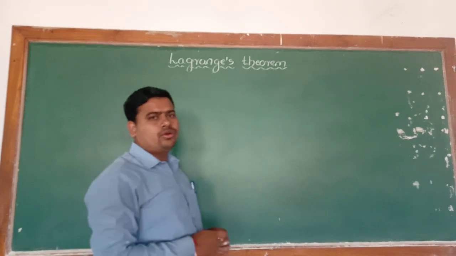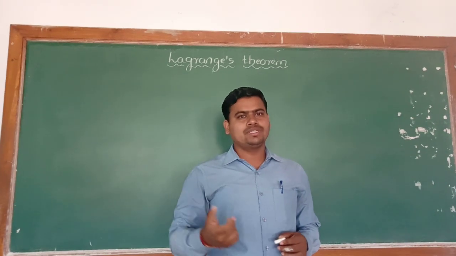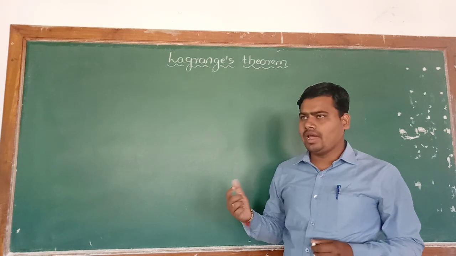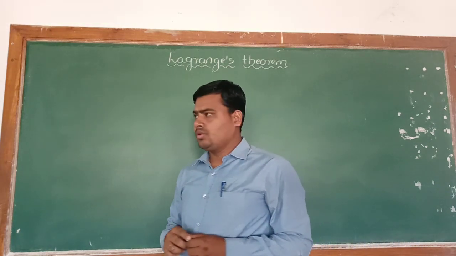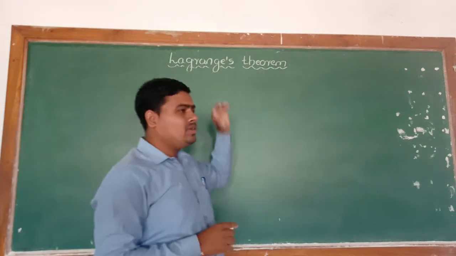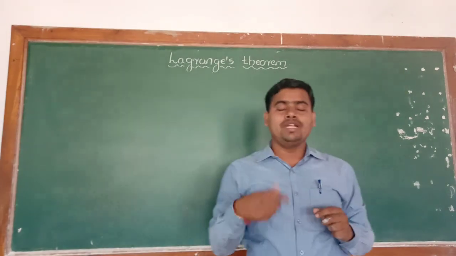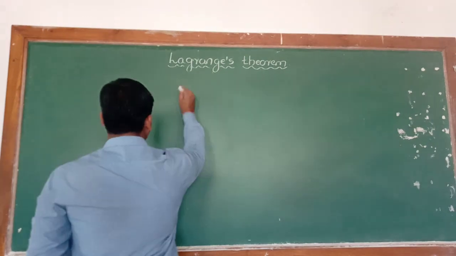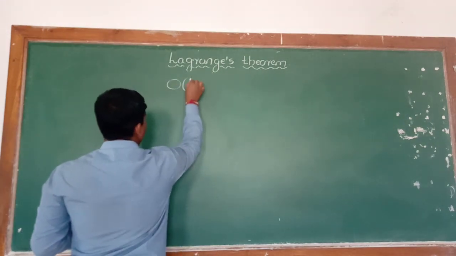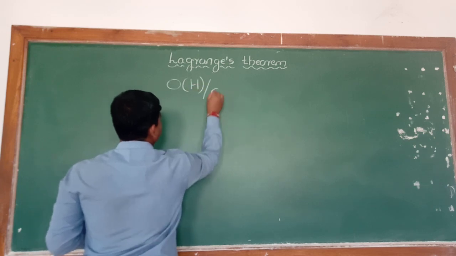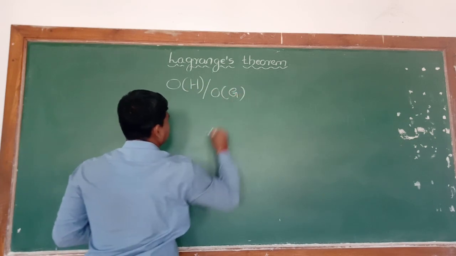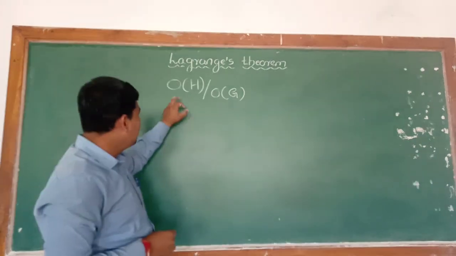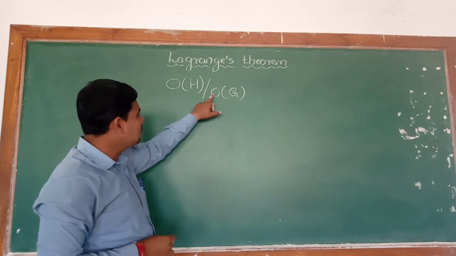Dear students, today I am going to discuss one important theorem on group theory, that is Lagrange's theorem. Before going to prove this one, first we need to know the statement of Lagrange's theorem. The statement of Lagrange's theorem is: order of H divides order of G. The mathematical statement of Lagrange's theorem is order of H divides order of G.